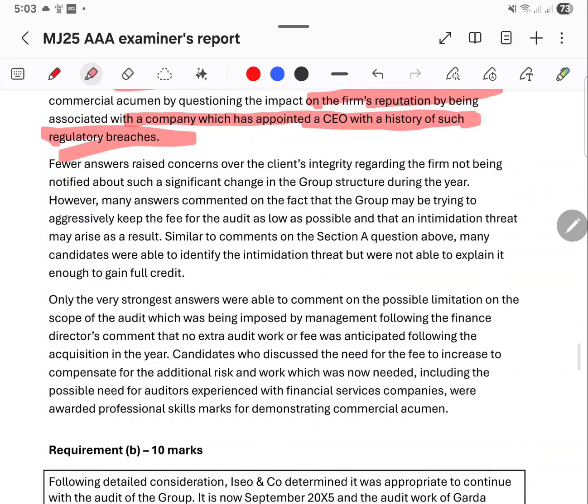Now, few answers raised concerns over the client's integrity regarding the firm not being notified about such a significant change during the year. However, many answers commented on the fact that the group may be trying to aggressively keep the fee for the audit as low as possible, and that an intimidation threat may arise as a result. Similar to comments on the Section A question above, many candidates were able to identify the intimidation threat but were not able to explain it enough to gain full marks.